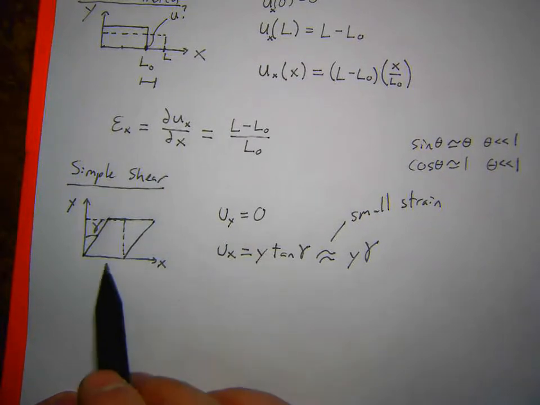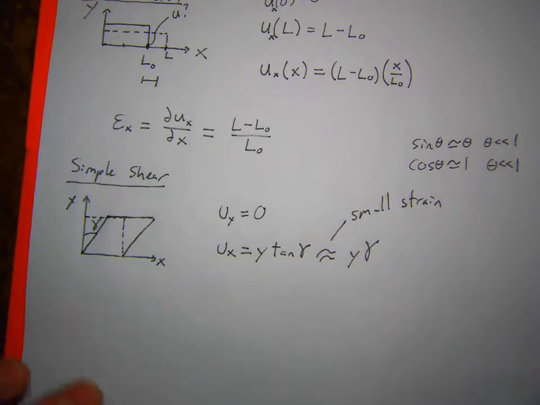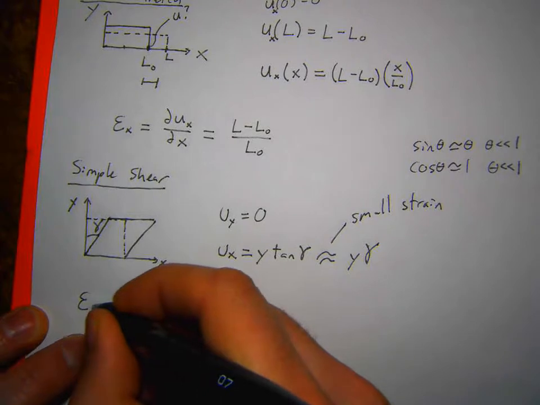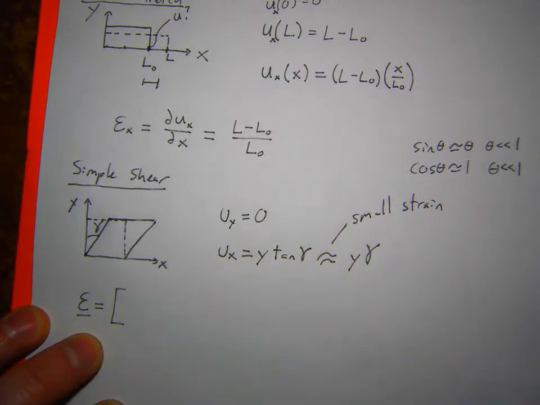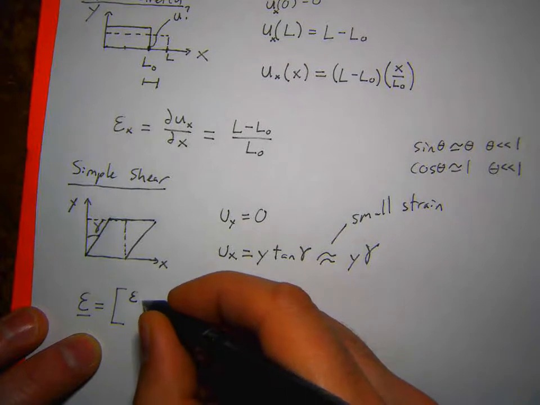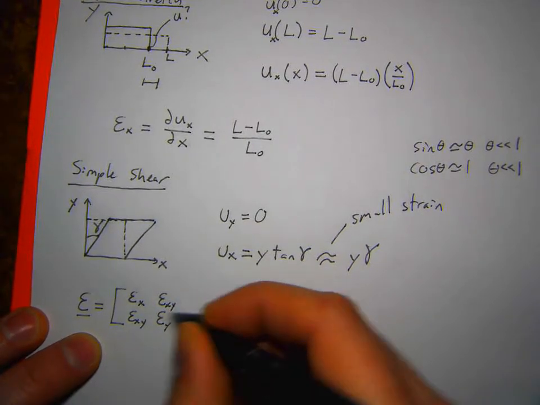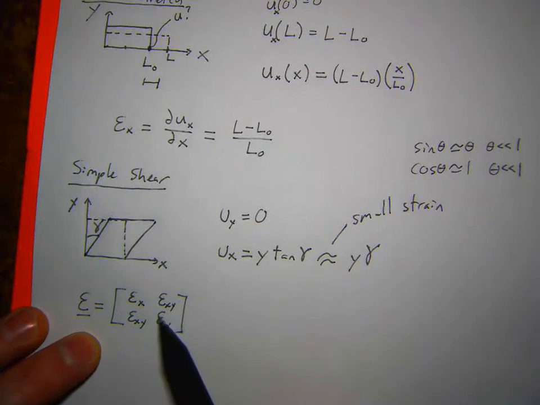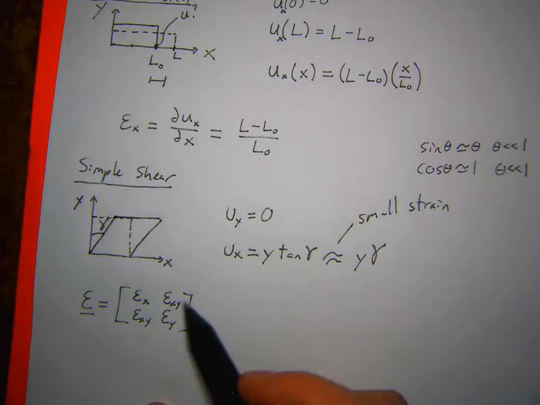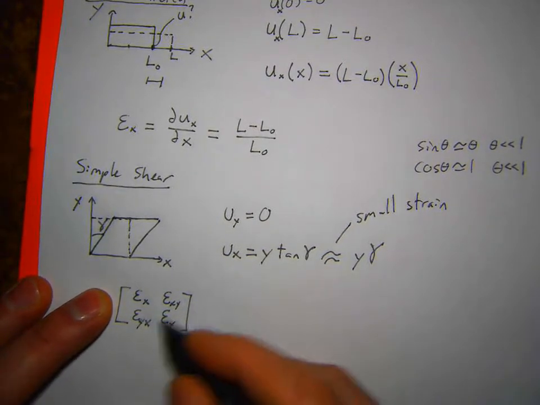So now I want to figure out what the strain in this body is. Specifically, I want to figure out what the shear strain is. To do that, let's look at strain in the context of the matrices I looked at before. If I have a strain now in 2D, I have some strain in the x direction, some strain in the y direction, and I have some shear strain, epsilon xy. And I want this matrix to be symmetric to match up with the stress matrix that I had before. So I want epsilon xy and epsilon yx to be equal to each other.